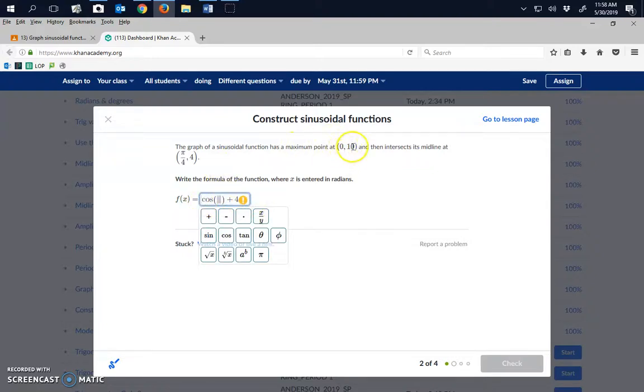I can look at another thing. If my maximum point is at 10 and my midline is at 4, I know my amplitude is 6. So my other number I know is my amplitude. So all I really have to figure out is what my period is.